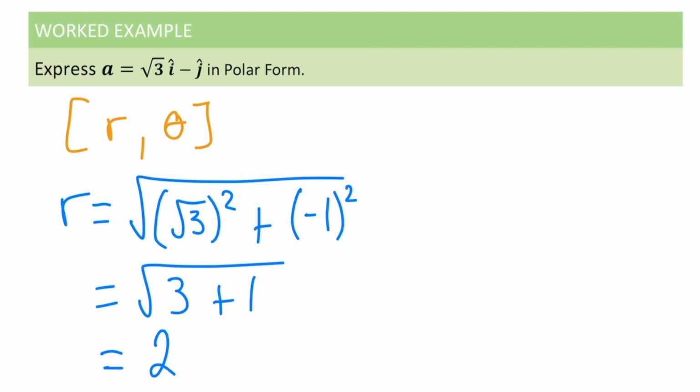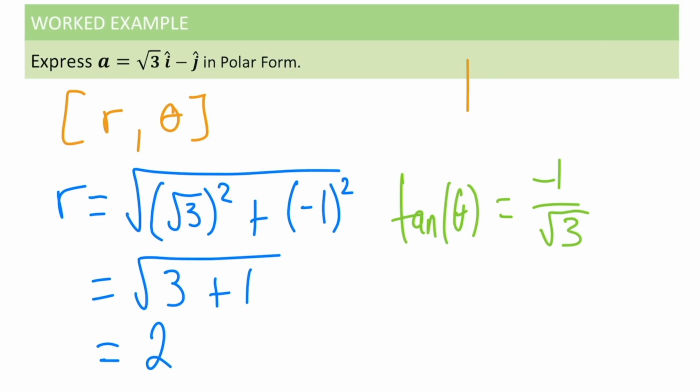Now I just need to find the angle my vector makes with the plane. To find my angle, I want to consider tan theta. Now I know tan theta is equal to sine divided by cos. Well, sine is my vertical component. Cos is my horizontal component for both vectors and also just mathematically. So that means my coefficient of j needs to go on top, that's going to be -1, all divided by my coefficient of my i component, which is going to be root 3.